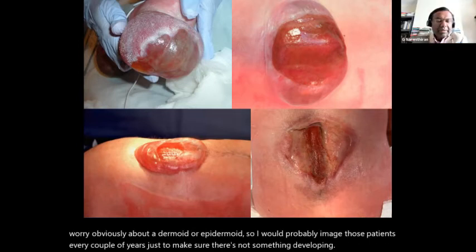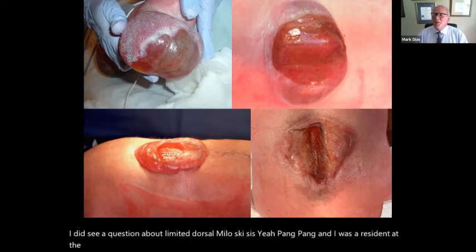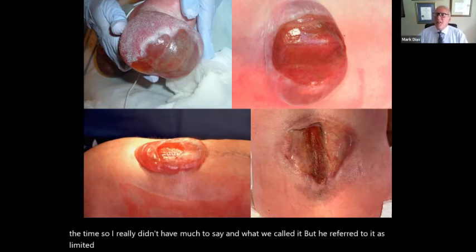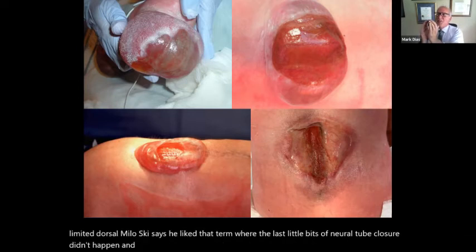I did see a question about limited dorsal myelocystocele. Yes. Peng, and I was a resident at the time, so I really didn't have much of a say in what we called it. But he referred to it as limited dorsal myeloschisis. He liked that term, where the last little bits of neural tube closure didn't happen. And so limited dorsal myeloschisis was just this failure of the last bit of neural fold closure.